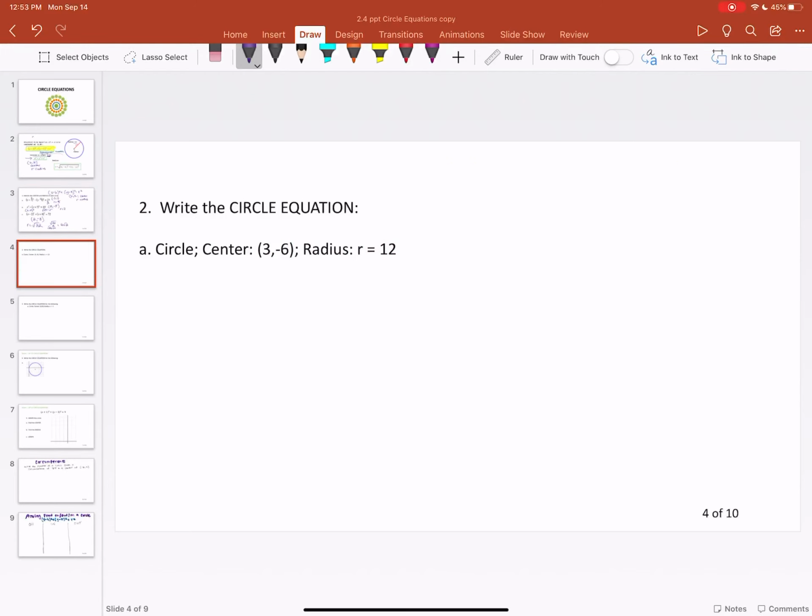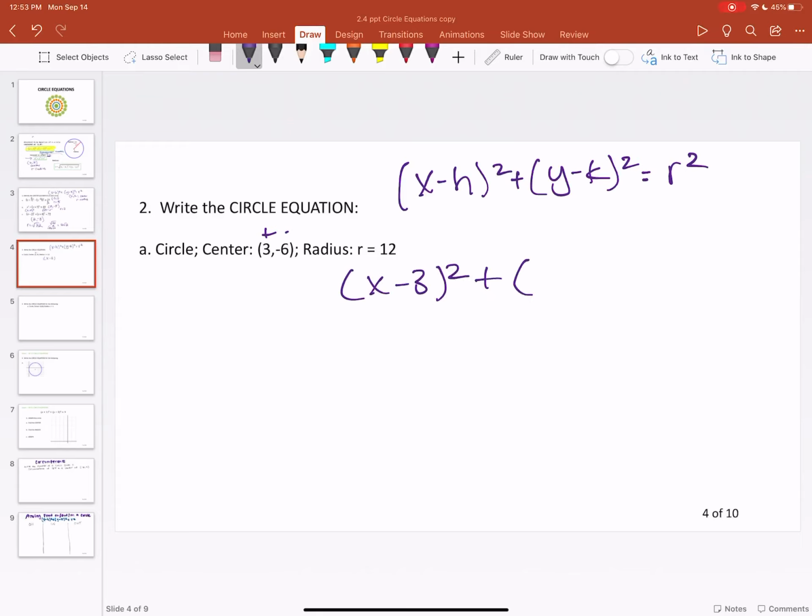All right, we can also substitute our values into the equation. Remember the equation (x minus h) squared plus (y minus k) squared equals r squared. And when I substitute these values in, I'm going to have a positive 3 and a negative 6, so that's going to become x minus 3, it's the opposite of what you see, and y plus, and by that I mean y plus 6. Since the radius is 12, the radius squared would be 144.